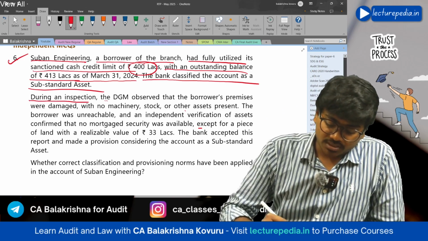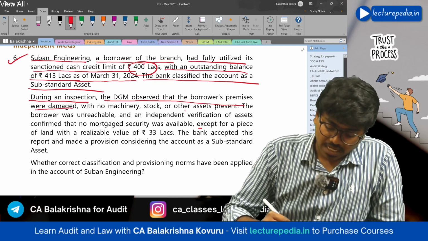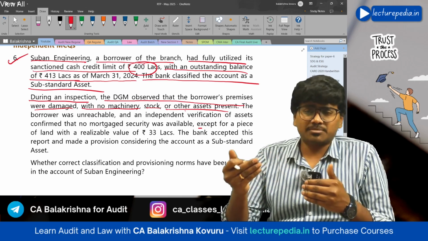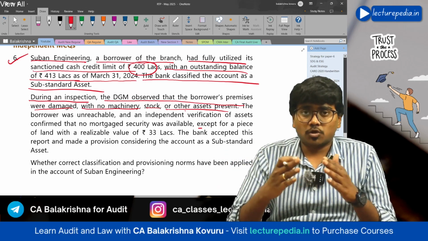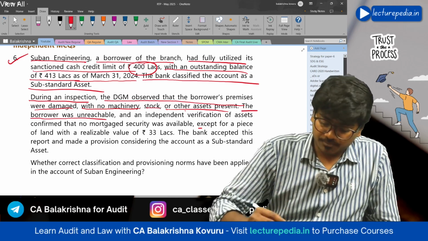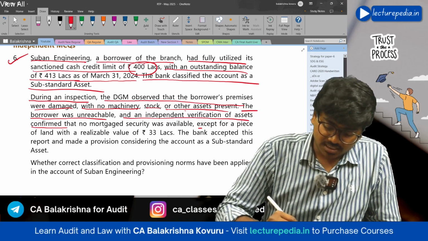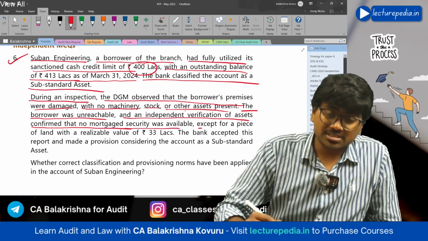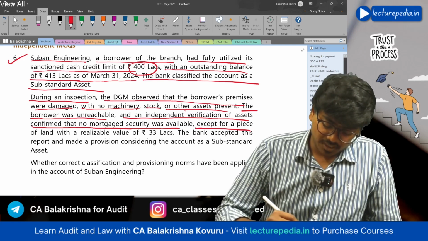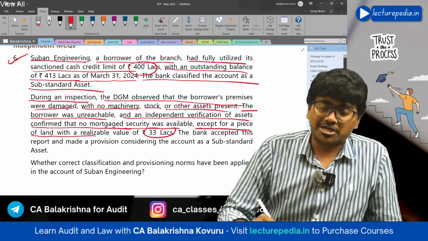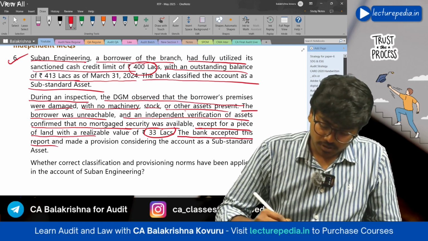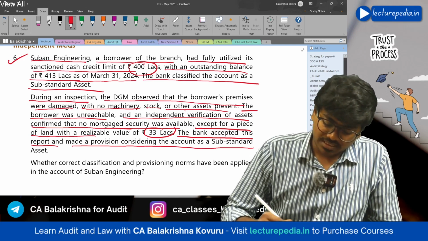Now, during inspection, DGM observed that the borrower's premises were damaged with no machinery, stock, or other asset present. When DGM has inspected, he found that no assets were present at the premises. The borrower was unreachable, and an independent verification of assets confirmed that no mortgage security was available. Even the mortgage security is also not available, except for a piece of land with a realizable value of 33 lakhs. Now, the bank accepted this report and made a provision considering the account as a substandard asset.